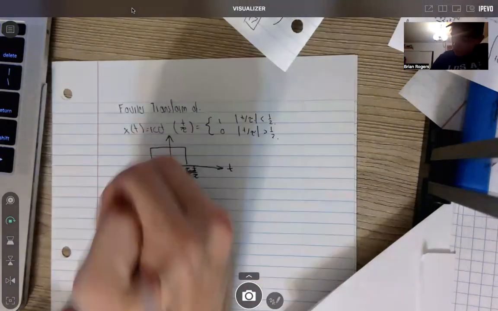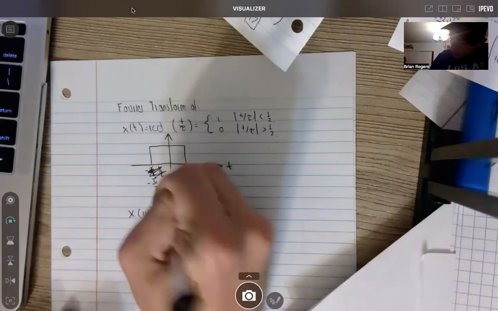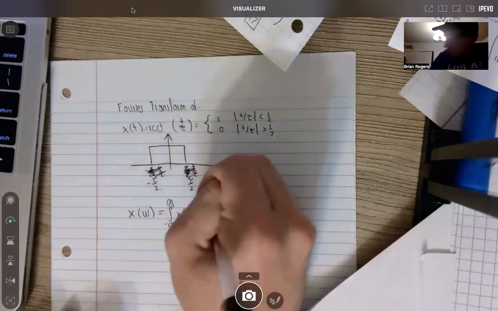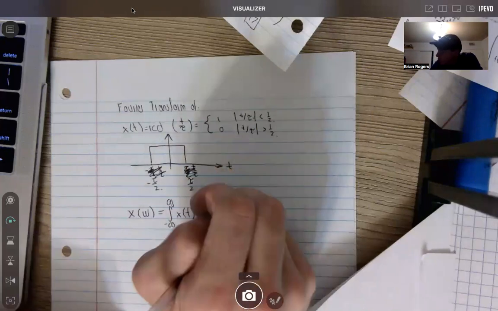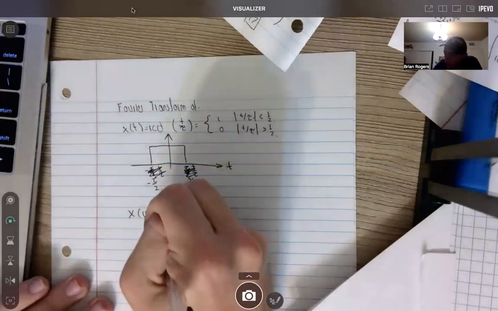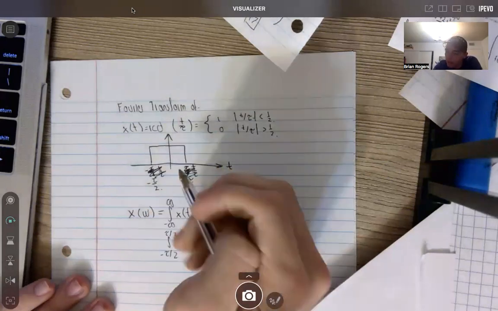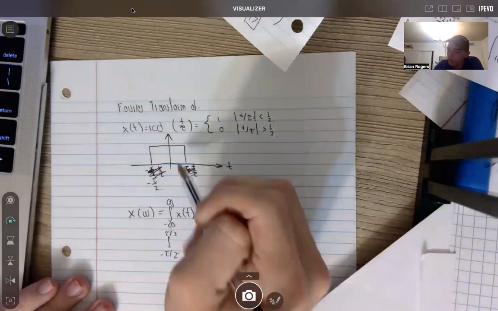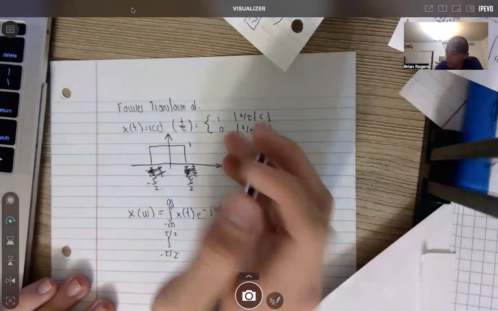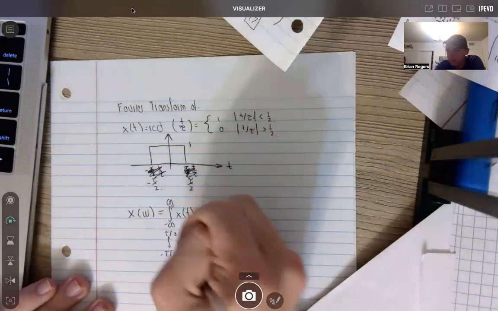And so for the Fourier transform, let's just write the integral from negative infinity to infinity of x of t e to the negative j omega t dt, which is going to be, here we have tau over 2 to negative tau over 2. It's non-periodic, so that's why we're using the Fourier transform. And the area only occurs between these two values where it's 1. So we just have 1 for x of t, and then it's e to the negative j omega t dt.